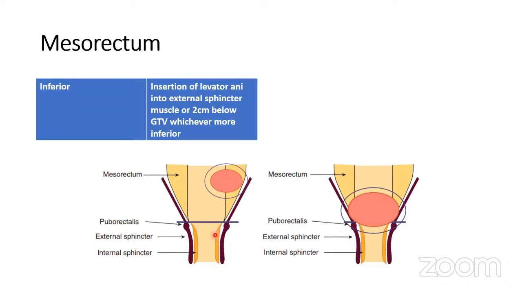But if you have a lower tumor which is going into the anal canal, in such cases your volume should go 2 centimeters below the GTV. For example, in this case, you can see that the volume is in the lower part. So here is the mesorectum, but you can't stop the delineation of the mesorectum at this level because you have a tumor sitting there. So you need to go a 2 centimeter margin below it, and then we mark the lower border of this mesorectum.